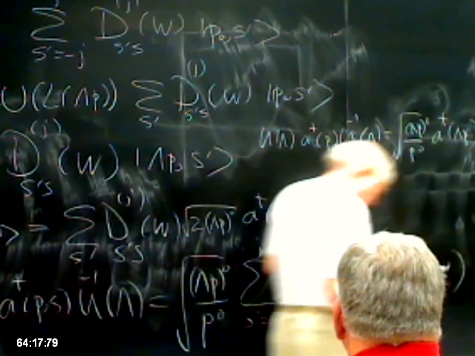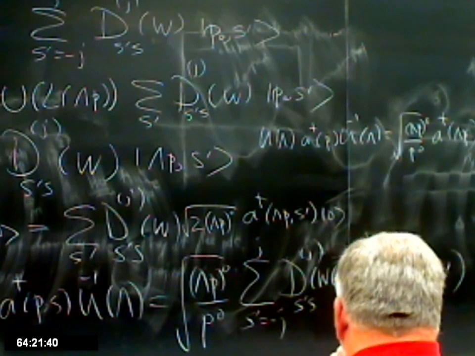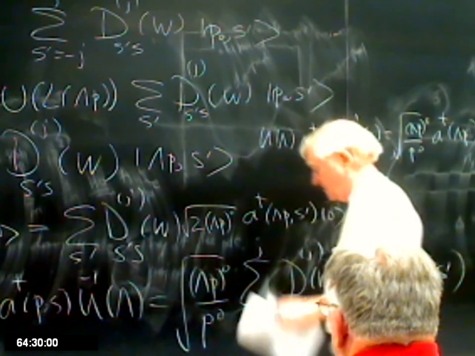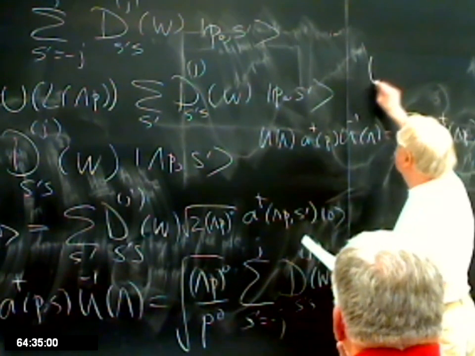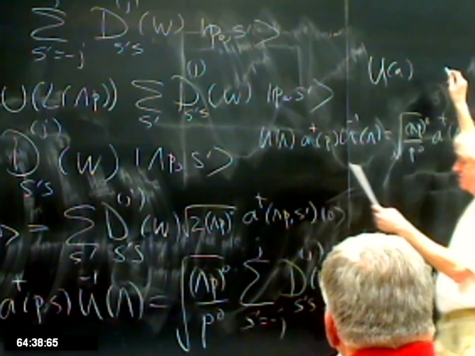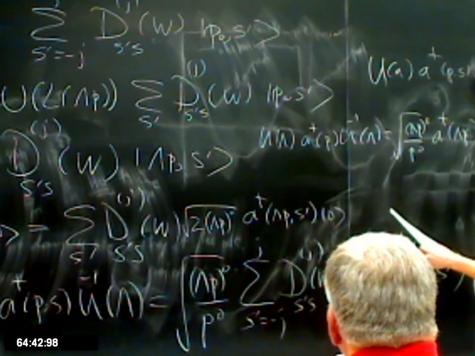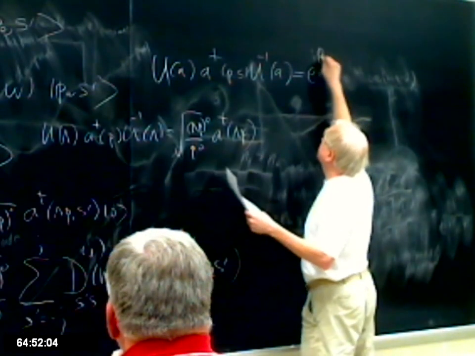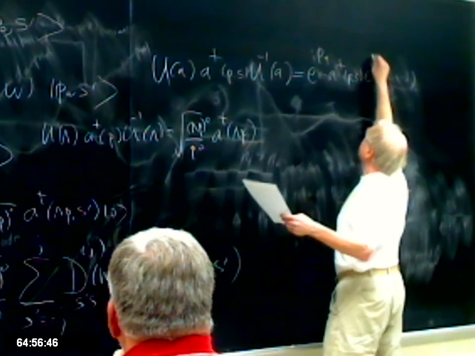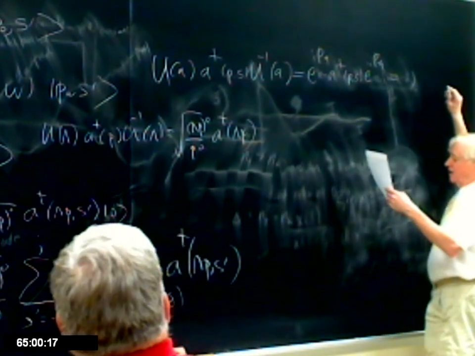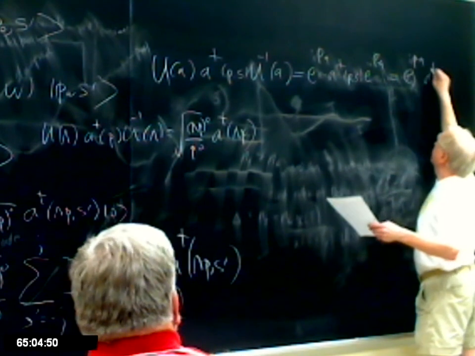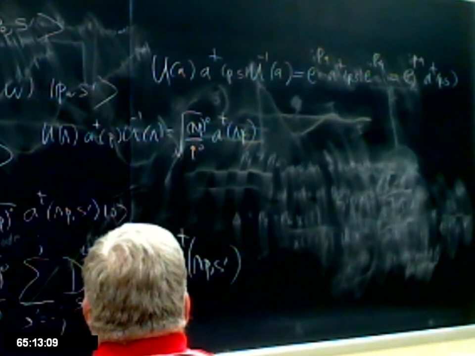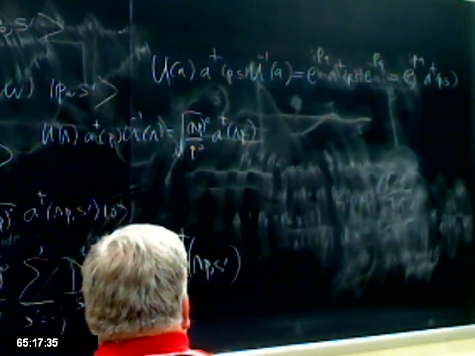All right, well, it turns out, and I don't think we want to actually go through the details, that what Weinberg then does is says, well, if the creation operators behave this way under Lorentz transformations, then under translations, as we saw before, a dagger of P and S, U inverse of a, is going to be e to the i P dot a, a dagger of P and S. So this is the way they transform under translation. So now we have how creation operators transform, and the annihilation operator is the adjoint. Creation and annihilation operators then transform under the whole Poincaré group.